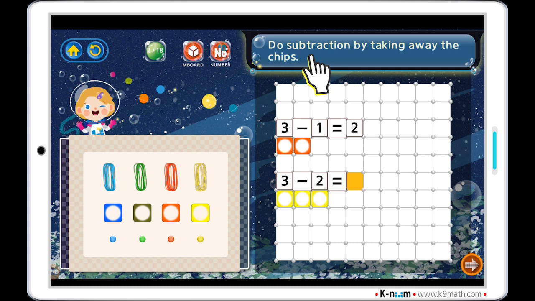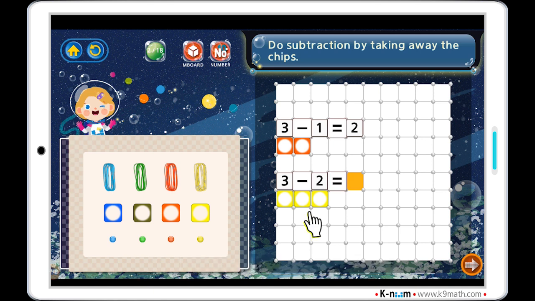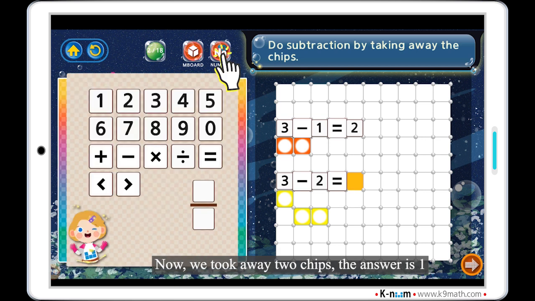Do subtraction by taking away the chips. 3 minus 2. We remove 2 chips here. Now, we took away 2 chips, the answer is 1.